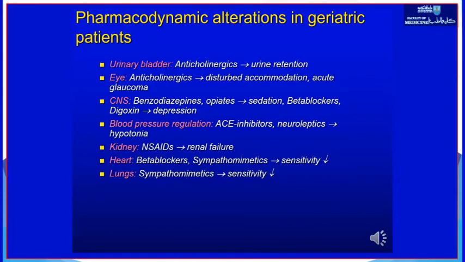The kidney in particular we should take care of, particularly when using non-steroidal anti-inflammatory drugs, because they can cause even renal failure in the elderly. The heart, be careful, and the lungs, be careful with sympathomimetics and beta blockers because of reduced function.